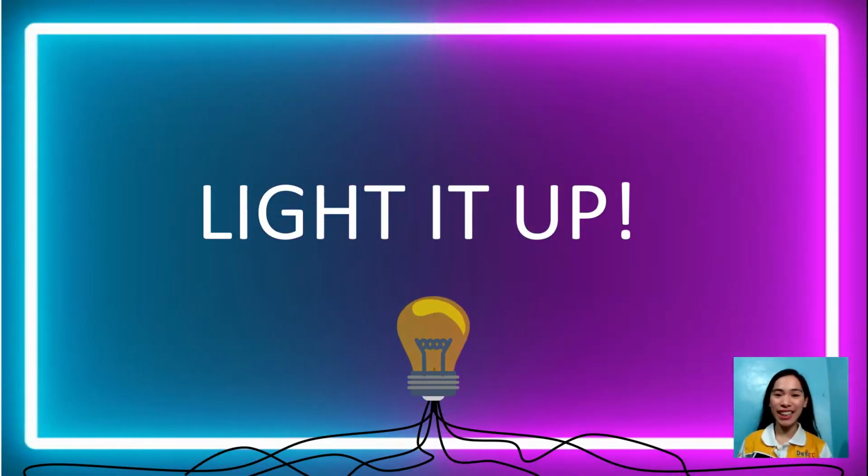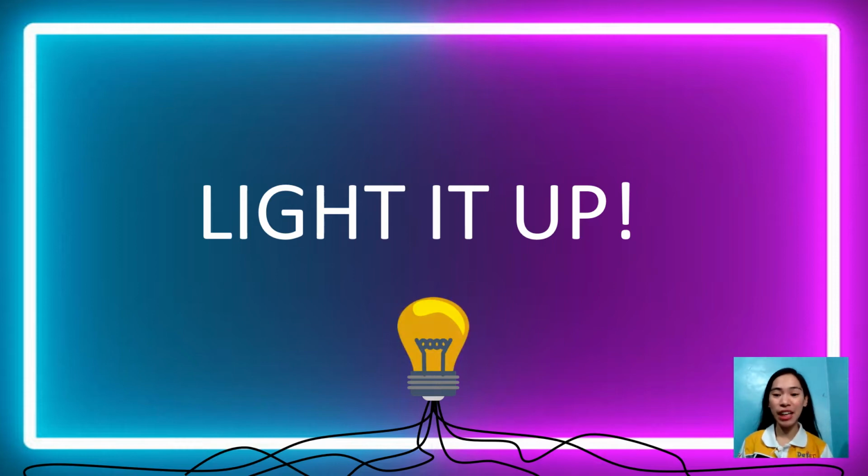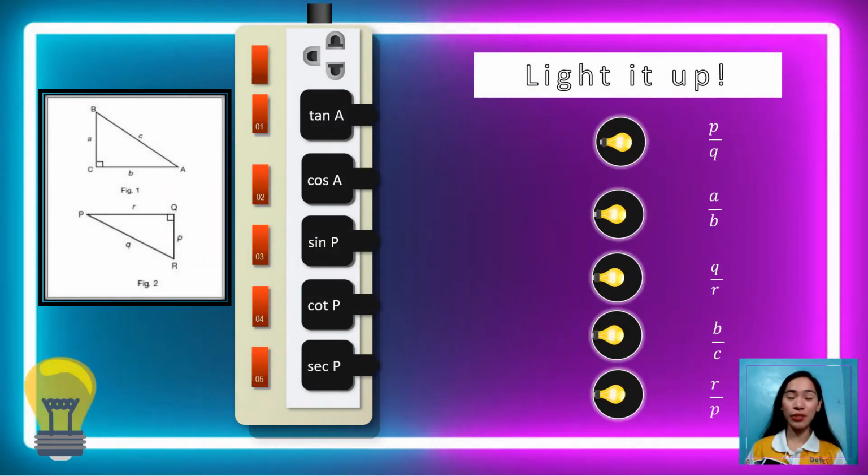I know you're all excited. But before that, let us have a quick review about our past lesson in trigonometric ratios. So this activity is entitled Light It Up. In this activity, based on the given figure, you are going to match each trigonometric function with indicated angles, the column A, to the correct ratio in column B. So each correct answer will light our light bulb.